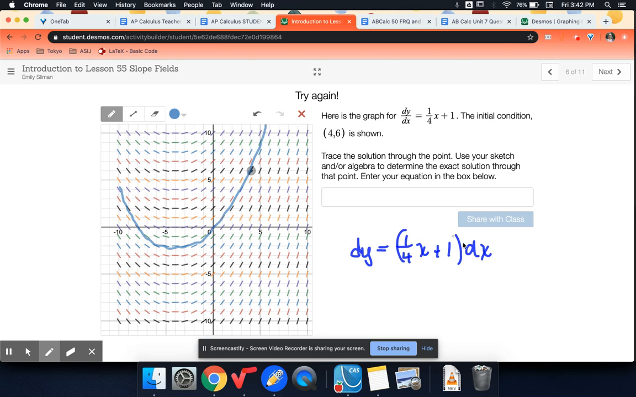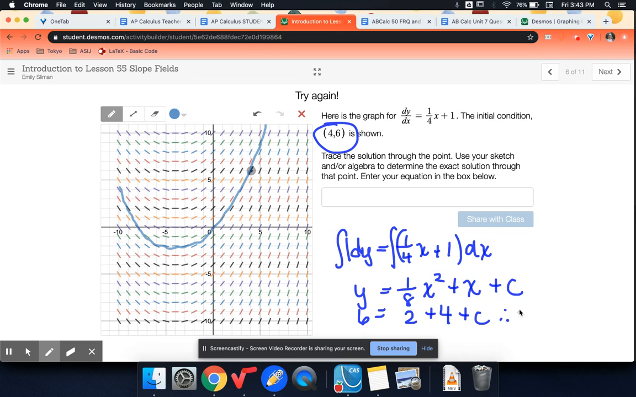And I want my x's to all be together because now when I integrate, well, integral of 1 dy is just y. I know the integral of this is going to be x squared divided by 2. So I'll get 1/8 x squared. And then I'll have a plus x plus c. But I know my initial condition is 4, 6. So I'm going to come down and say 6 is 1/8 times 4 squared. That's going to be 2 plus 4 plus c. So c is 0. So then this looks like it's going to be the equation y equals 1/8 x squared plus x, which is in fact a parabola. And it's a parabola that goes through the point 0, 0, which I happened to sketch.